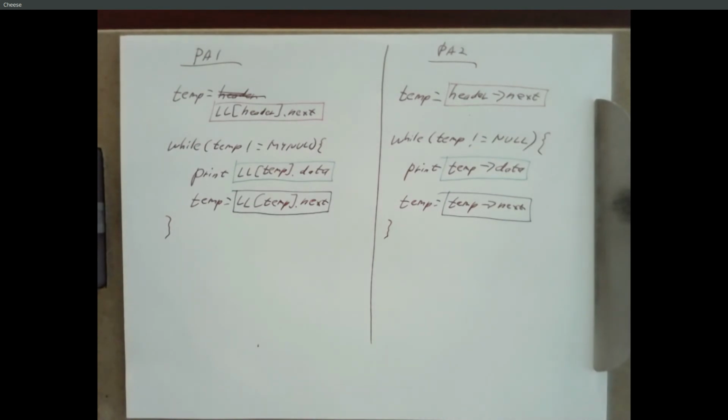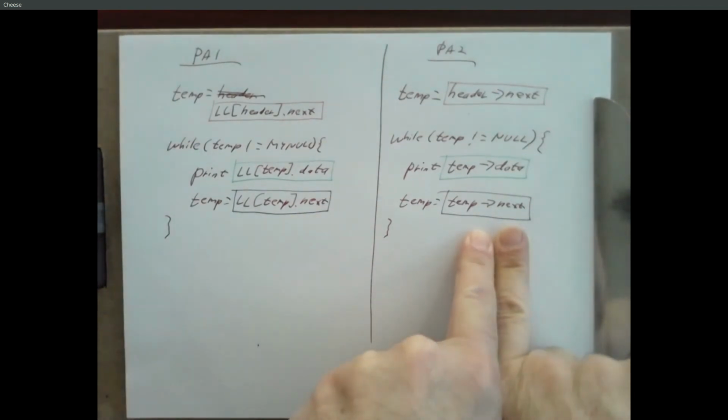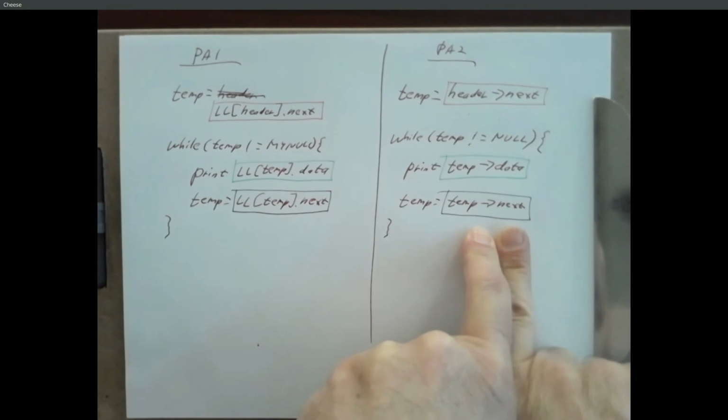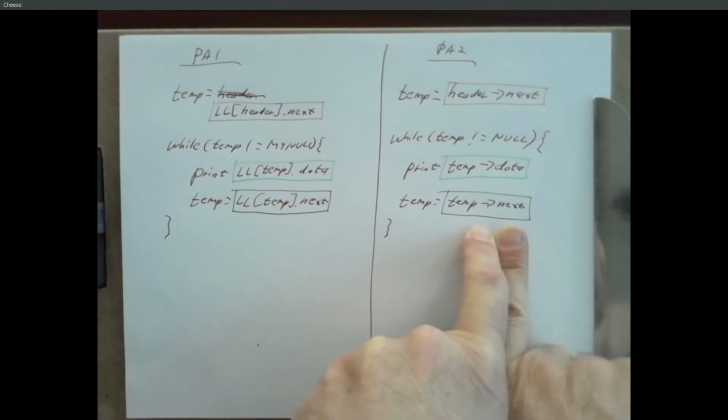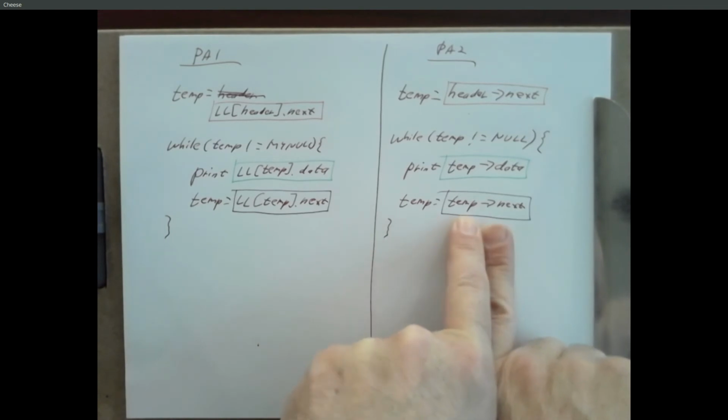But I don't want you to just blindly go through and change all of these into all of those. My suggestion for PA2 is actually write each statement thinking about what you want it to do. If you've got comments on your code, this is going to be perfect, because you're going to see something that says have temp point to the node after temp, and in your mind that should say, okay, set temp equal to temp arrow next.